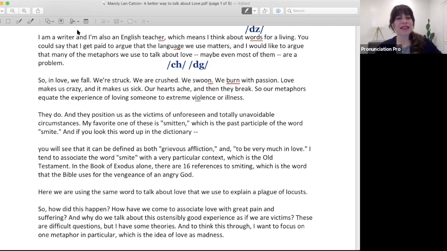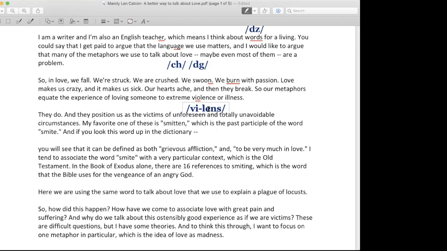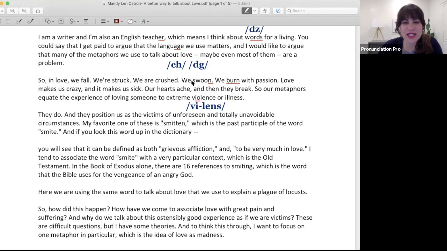Violence. Okay. So I like how she says that. We swoon, we burn, love makes us crazy and sick. She's kind of talking about some of these words we use when we talk about love in the English language. Heartache, break. And it seems like it equates to extreme violence or illness. So the same words we use for violence and illness, we're using to describe love, which is kind of funny.